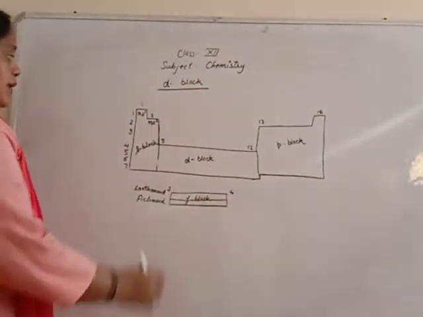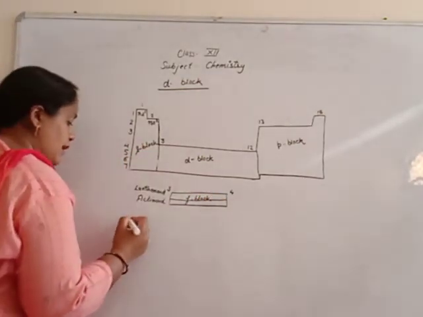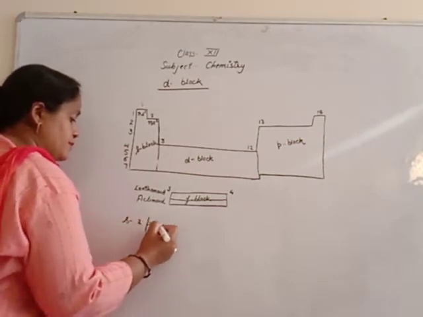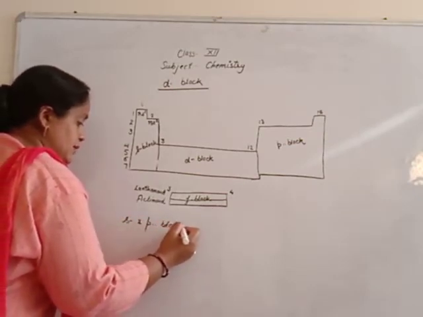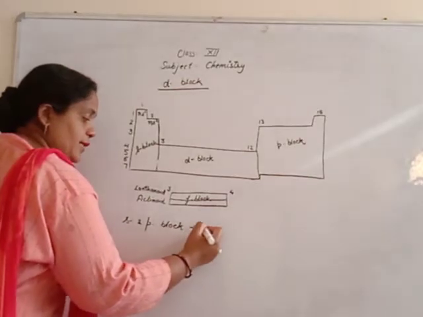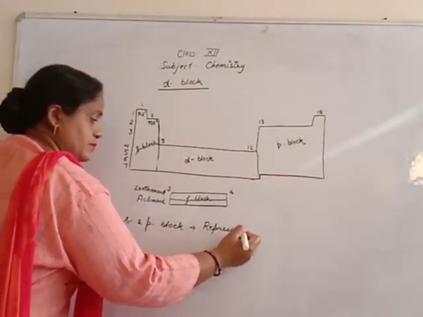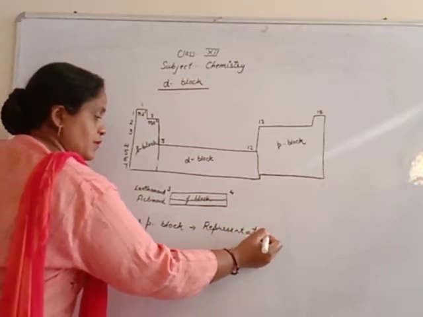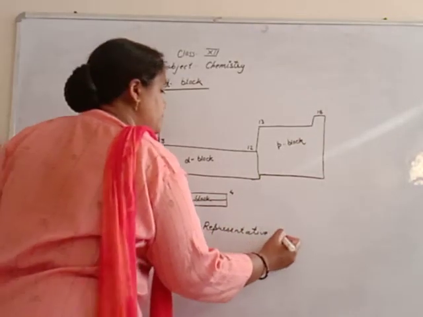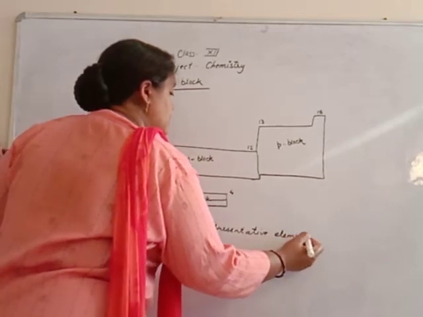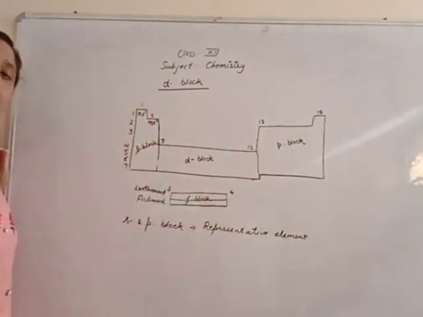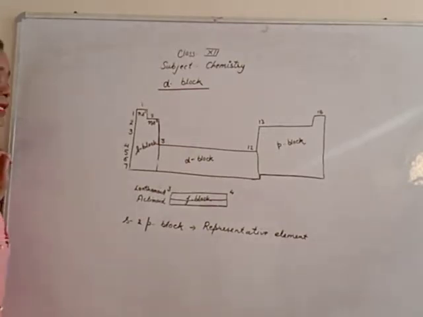You know very well S block elements and P block elements are known as representative elements. Representative elements because these elements are present in our surrounding. We know these elements very well. We use these elements by knowing them or without knowing them.